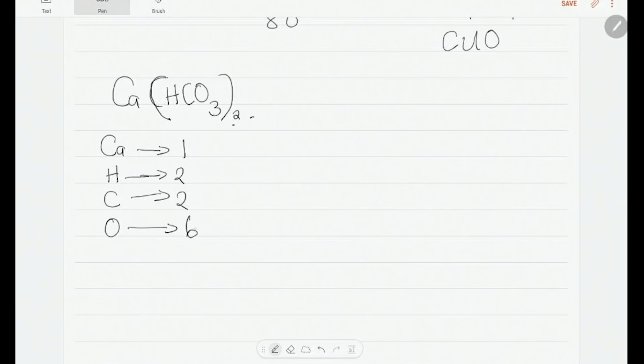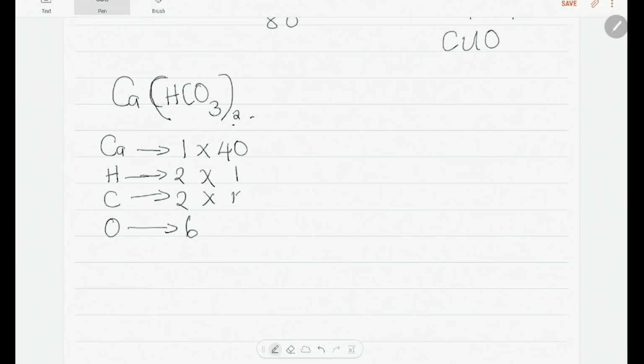So then we multiply the number of atoms by the mass number. Where do we get the mass number from? We get the mass number from the periodic table. So the mass number of calcium is 40. Mass number of hydrogen is 1. Mass number of carbon is 12. Mass number of oxygen is 16.